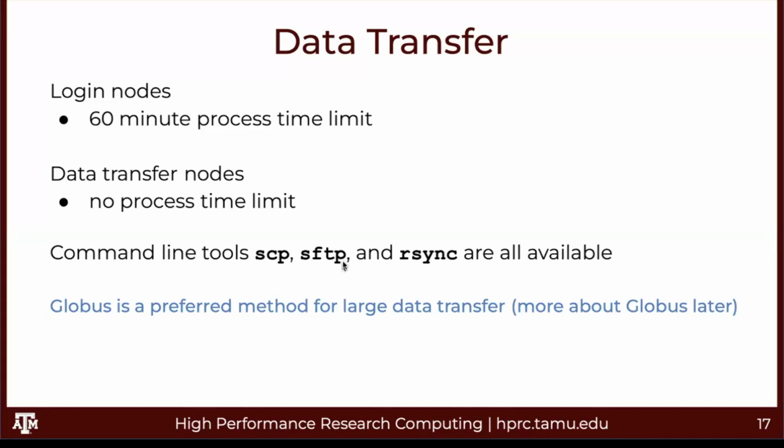But if you're doing larger data transfer, Globus, which we'll mention a little bit later, is a preferred method because it uses those data transfer nodes, and overall it provides an easy to use interface. And also for even smaller data transfers, we recommend using some of the tools that provide a graphical user interface because they're just simpler to use. But if you need to quickly move files from one machine to another, you can use the command line tools. But we'll cover those other methods shortly.